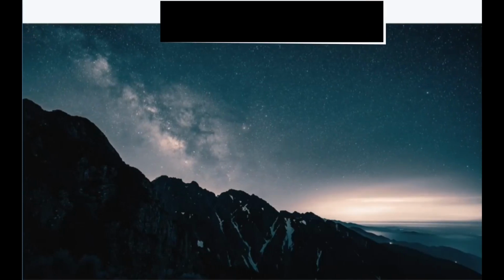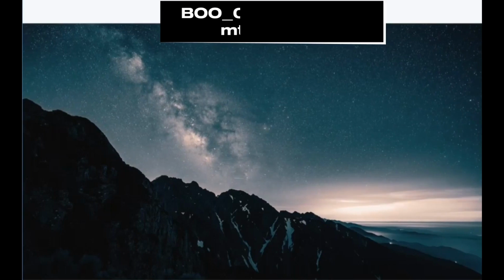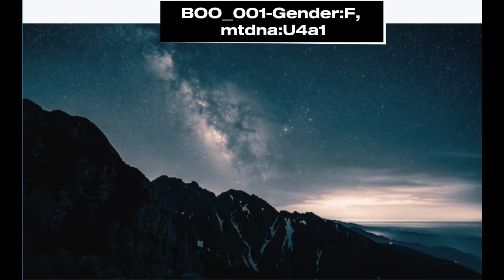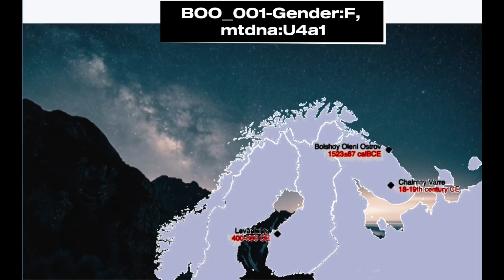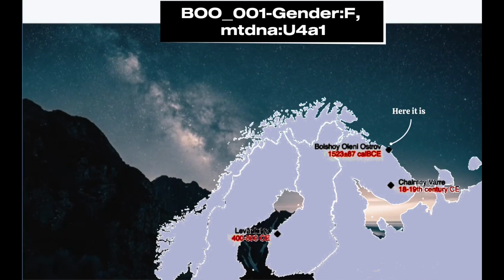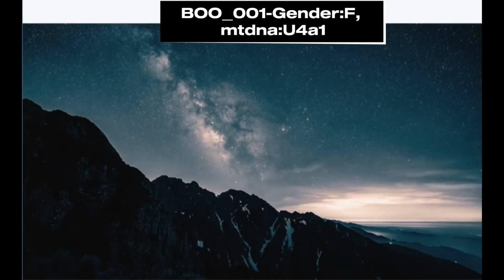In this video, we will explore the autosomal DNA results, predicted phenotype, traits, and GEDmatch results of an individual from Bolshoi Oleni Ostrov, Big Reindeer Island, located in the Kola Peninsula in far northern Russia. This individual is female, with mitochondrial haplogroup U4a1.